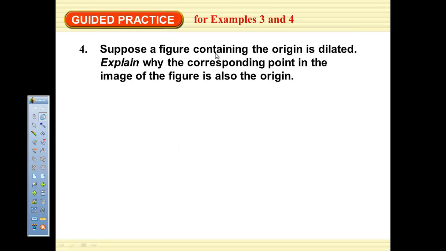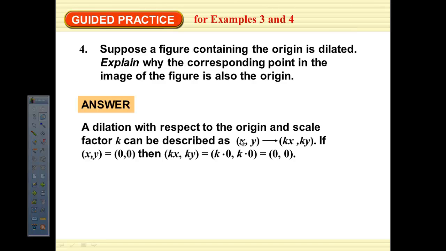And for this other one, it says, suppose a figure containing the origin is dilated. Explain why the corresponding point in the image of the figure is also the origin. Well, because when we multiply by our scale factor, if we multiply 0, 0 by our scale factor, it's going to remain being 0, 0. So again, if we have x comma y and it becomes kx comma ky, for x, y of 0, 0, it would be k times 0 and k times 0, which would give me 0, 0.